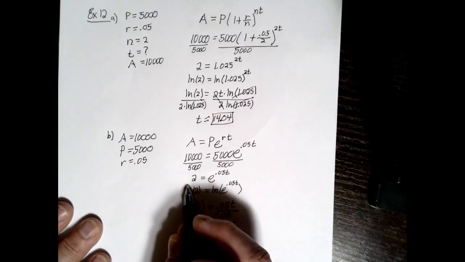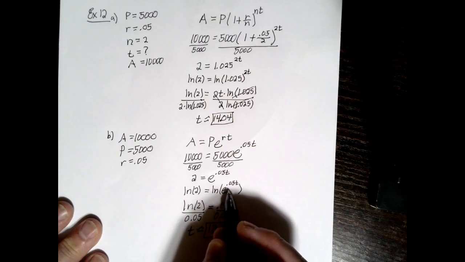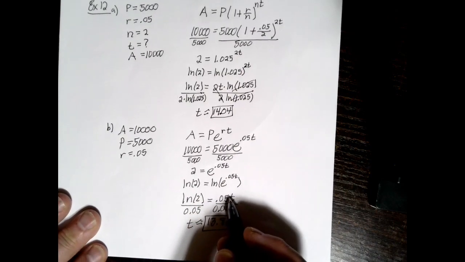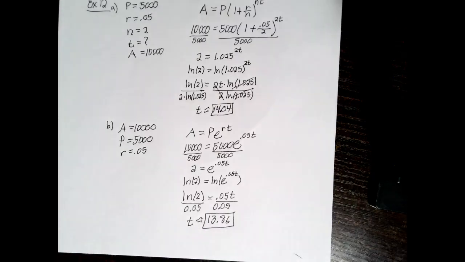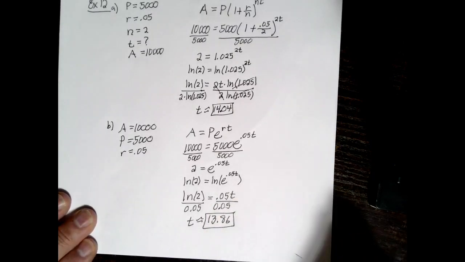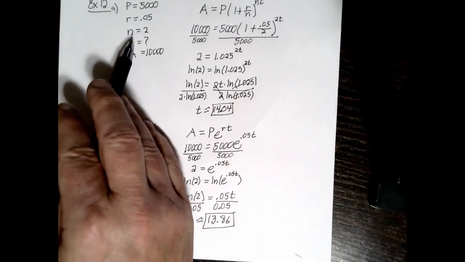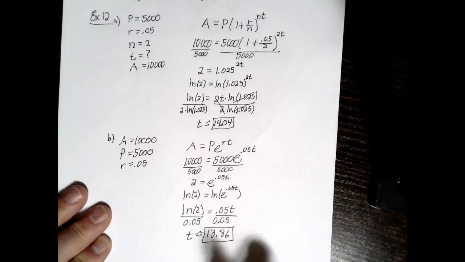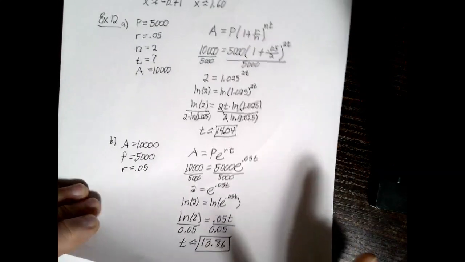And now you take the natural log of both sides, and when you take the natural log of e, you just get the exponent, and then divide by 0.05, and this guy gives you 13.86, which makes sense because if you're compounding continuously versus compounding semi-annually, it's going to grow faster. It's going to take less time for it to double.